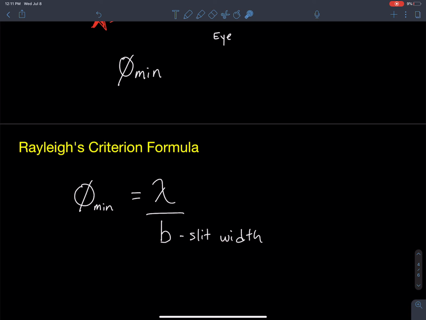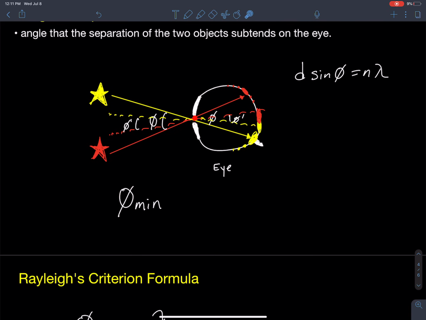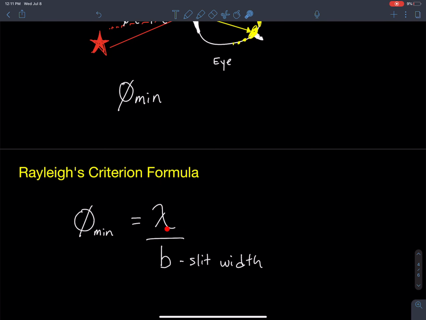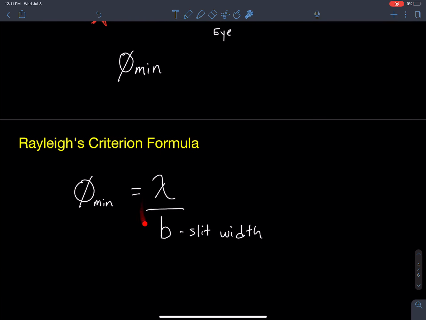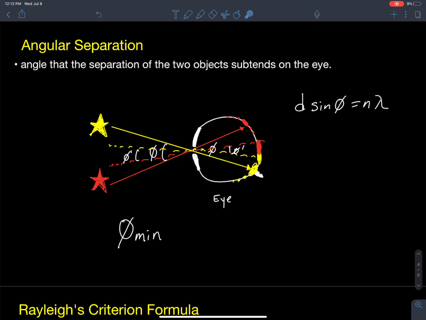So B is the slit width. B would be the diameter of the pupil at that point. Okay, and lambda is my wavelength. So how does that work? How does lambda over D or lambda over B give me my minimum angle? I can see in this formula over here, I got lambda, I got D or B, as I would call it. So that's in that formula.